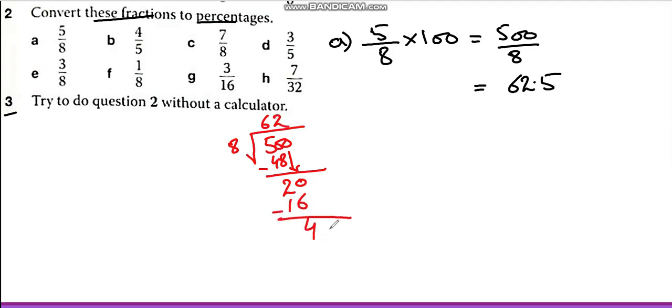And we need to put 0 over there and a decimal point there. And 8 times 5 is 40. So our final answer will be 62.5. So I'm leaving the remaining parts for you. You can try these on your own. Now let me proceed to the next question.